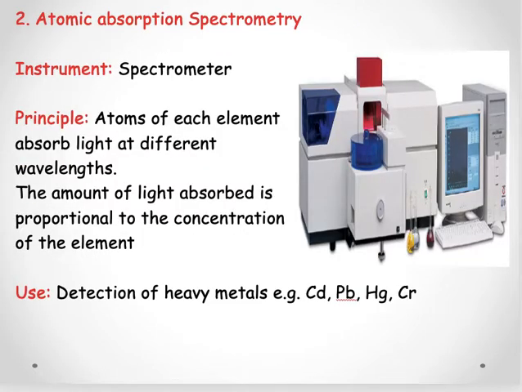Then our second instrumental method is atomic absorption spectrometry. And your instrument here, which we also have in DCU, is the spectrometer. Now, the principle on which this one works is that atoms from different elements absorb light at different wavelengths, and how much light they absorb is dependent on their concentration. So the higher the concentration of a particular element, the more light will be absorbed at that particular wavelength.